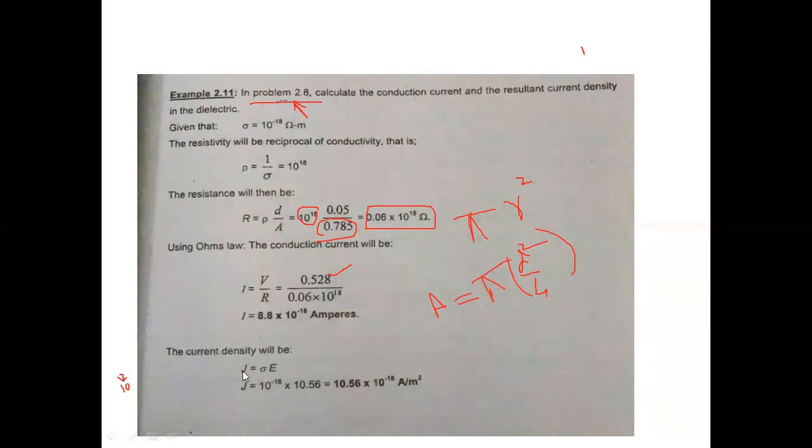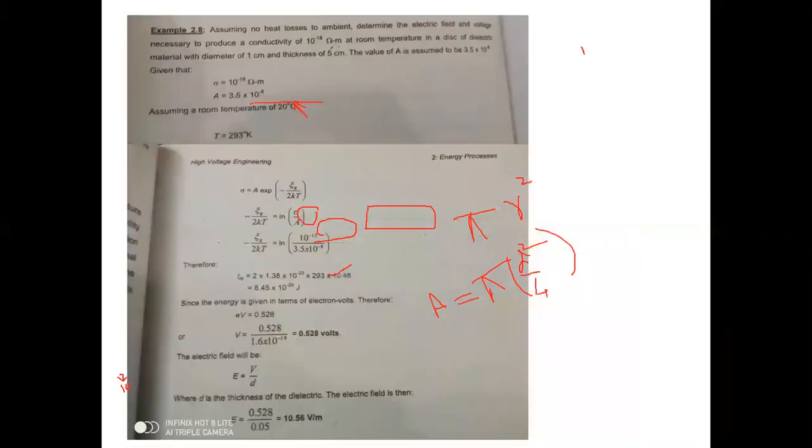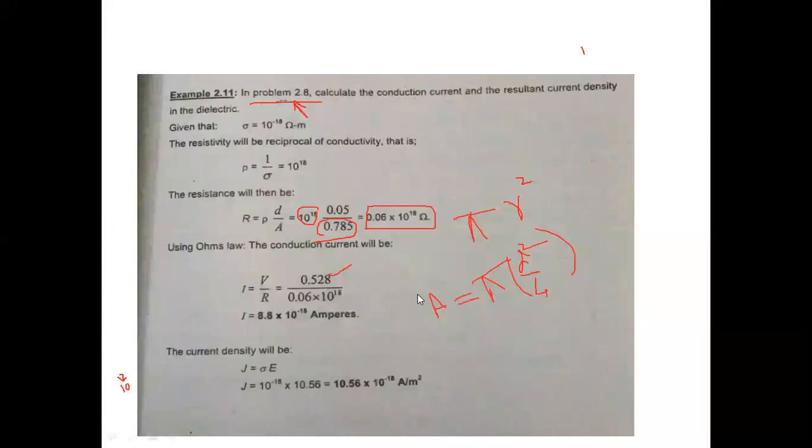Now the current density J is equal to conductivity into E. This is a formula. The conductivity is given as 10 to the power minus 18. E has already been found in the previous example, which was 10.56. So 10.56 into 10 to the power minus 18. This is the conductivity. So we will get the current density this way.